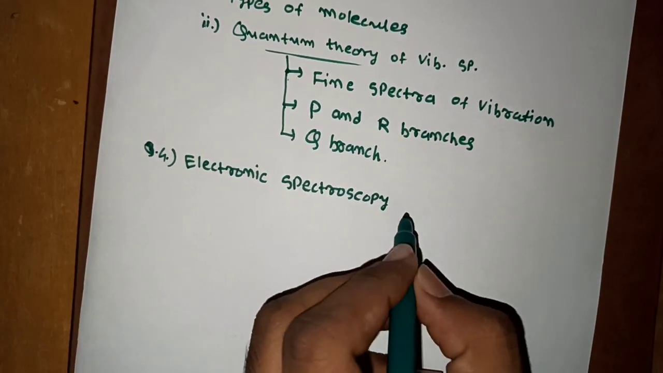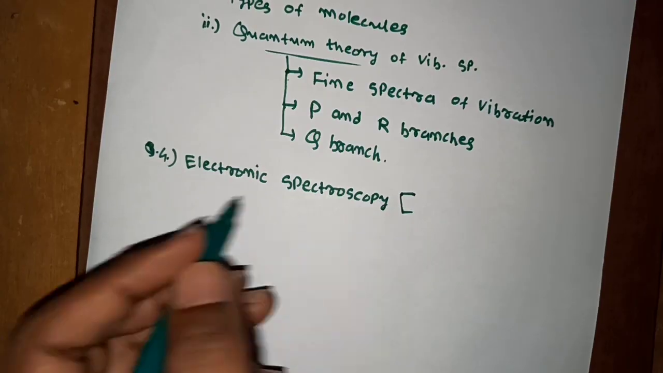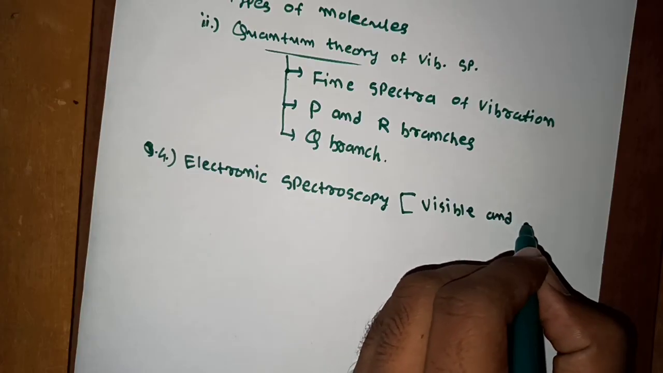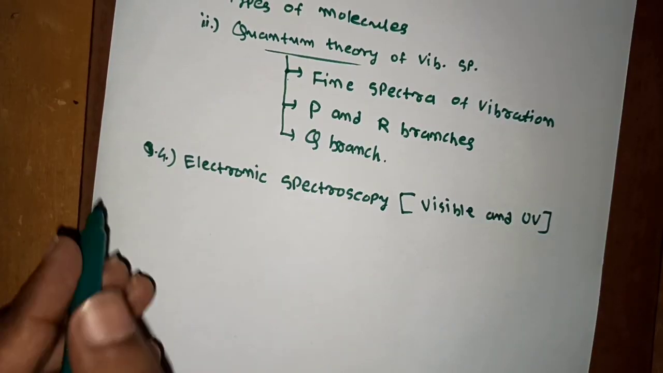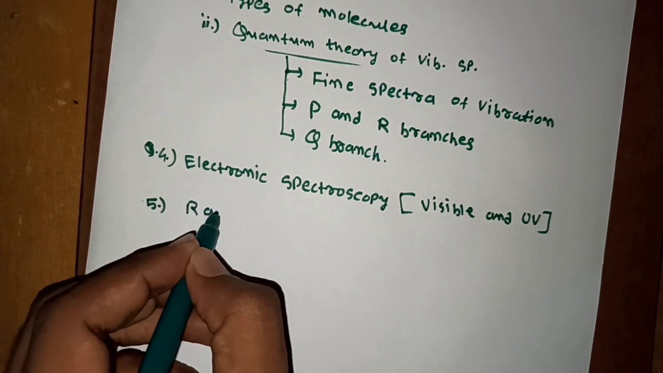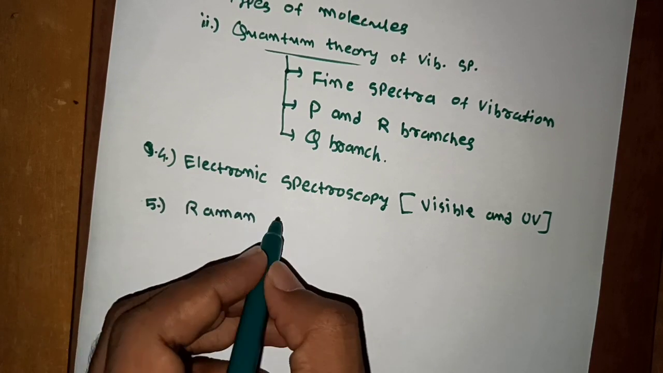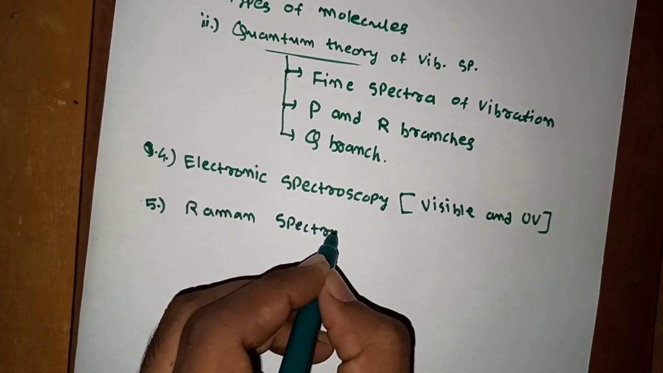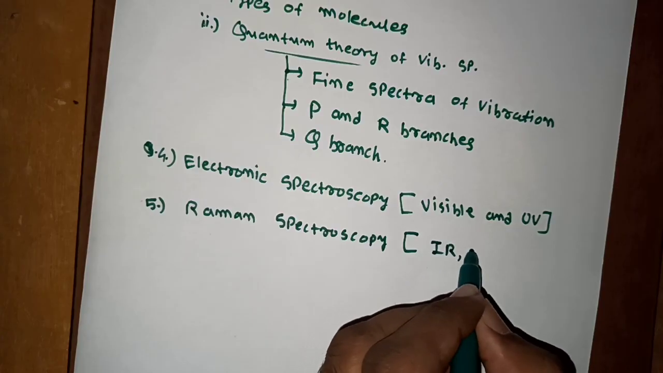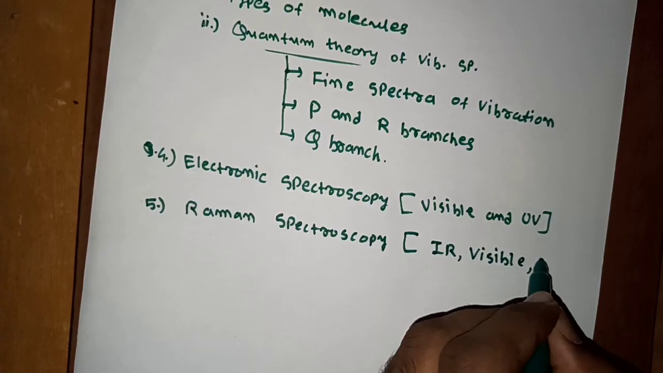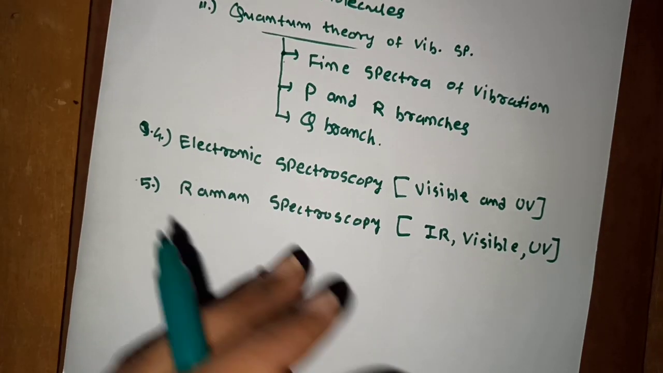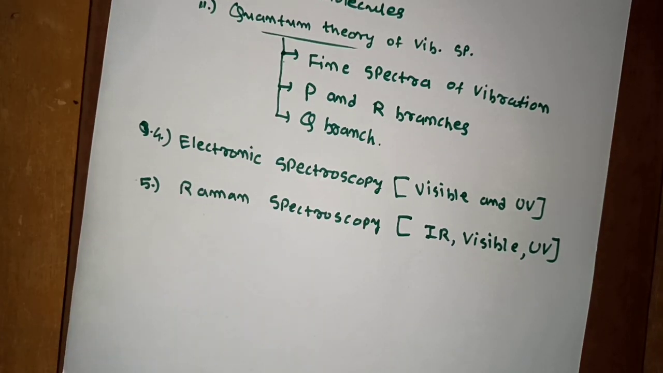Okay, the range of this spectroscopy will be visible and ultraviolet. Then after that, Raman spectroscopy. Okay, the range will be infrared, visible and UV. Okay, so in Raman spectroscopy I will discuss a brief introduction.